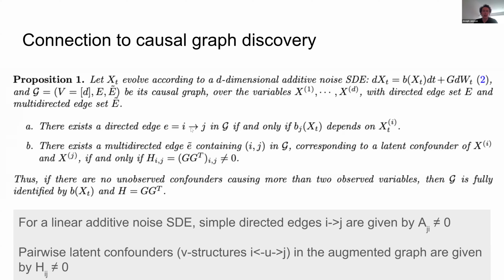The directed edges from i to j in the true causal graph are given basically by the variables that exist in some non-zero capacity within the drift. And the multi-directed edges, which represent latent confounders or unobserved variables that are causing more than one of your features, are given by the off-diagonal entries in H, which is what we have as well.